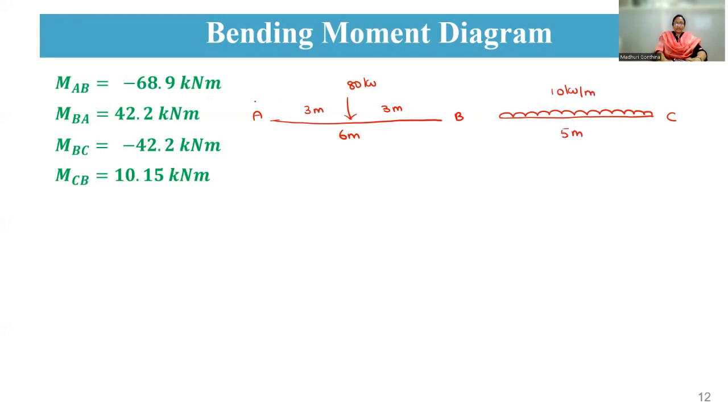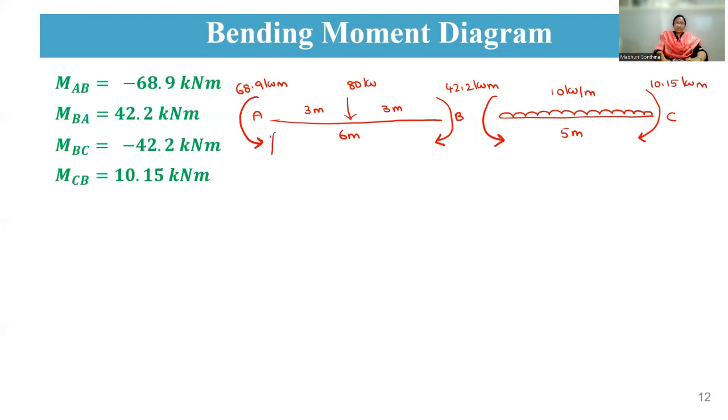Now I am applying these final end moments. 68.9 is in anti-clockwise direction, why? Because it is negative. So it is 68.9 kilonewton meter. Again, MBA is positive, therefore clockwise. MBC again negative, so it is anti-clockwise, that is 42.2 kilonewton meter. Again, MCB is positive, so it is clockwise of 10.15 kilonewton meter.